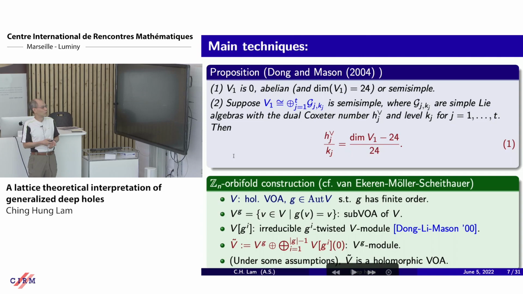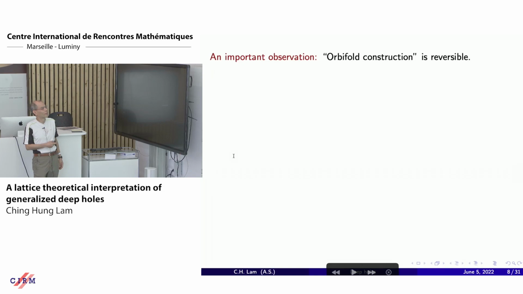Under certain conditions, this space will be a holomorphic VOA. The condition is that this twisted module has some integral weight submodules. Basically, this is all you need. Now, what is important about this construction is that it's kind of reversible. If you start with V and start with G, you can construct a VOA using G. You can reverse it.